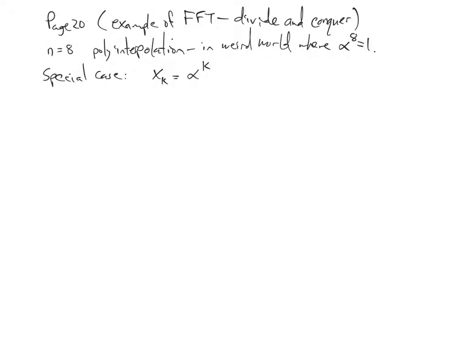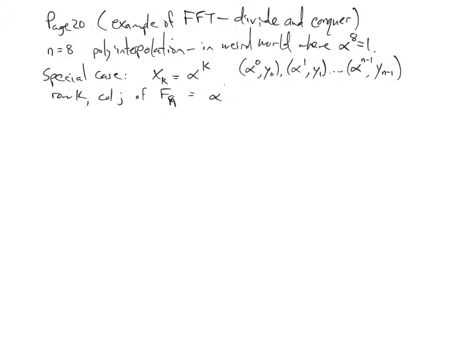So the points we're interpolating are alpha to the 0, y0, alpha to the 1, y1, and so on, up to alpha to the n minus 1, y n minus 1. So we want the coefficient vector c that will interpolate that polynomial. So if we write out what those things mean, row k, column j of the matrix F8 is equal to, in fact it's true for any n, alpha to the kj.